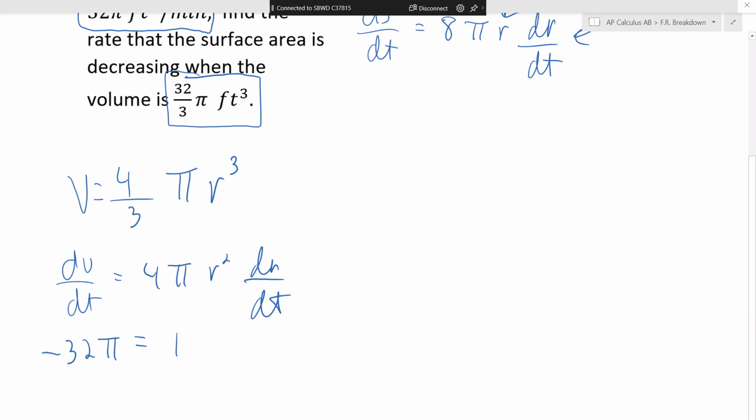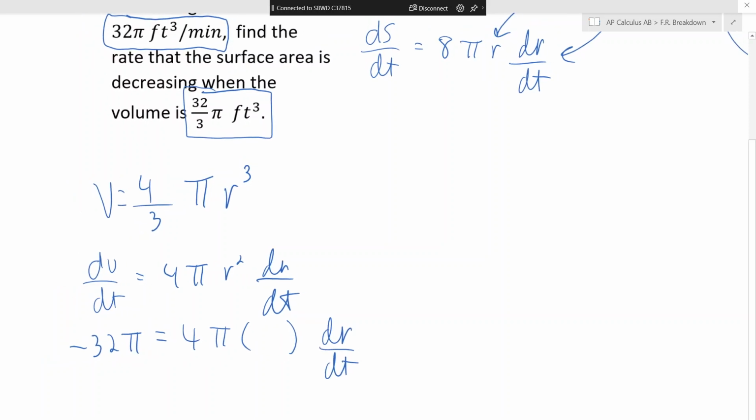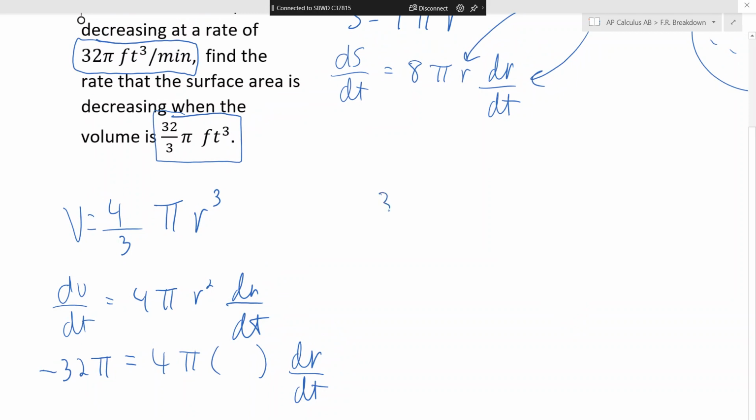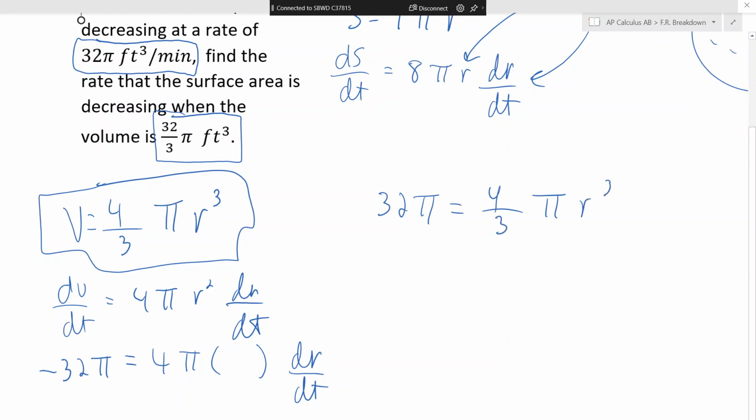I don't know what r is. So that's a problem, and I'm looking for dr/dt, right? That's what I want to know. But I do know the volume is 32 pi cubic feet. Anytime you write an equation, look at the variables in it: if you know one of them, then you can find the other by algebra. If you know the volume, you can find the radius. If you know the radius, you can find the volume. That's exactly what that equation says. We know the volume, which means we can find the radius. If you solve this, you're going to find out that r is 2.